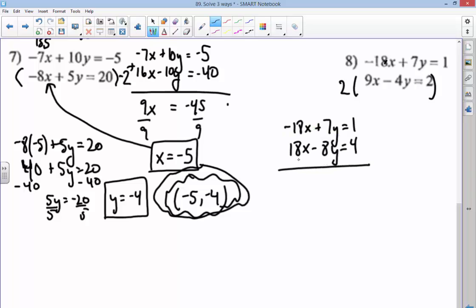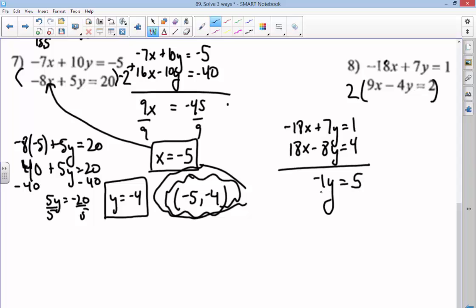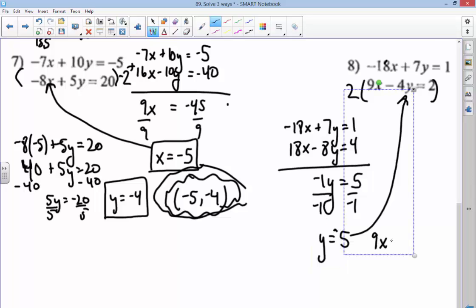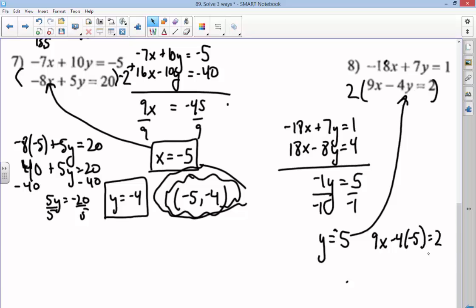Add to eliminate. X's are gone. Negative 1y is equal to 5. To get the y alone, you would divide by negative 1, giving you y equals negative 5. Plugging negative 5 back into one of the two original equations, 9x minus 4 times negative 5 equals 2. That's 9x plus 20 equals 2. Subtract 20 to isolate the x. 9x equals negative 18. Divide by 9. So x equals negative 2.